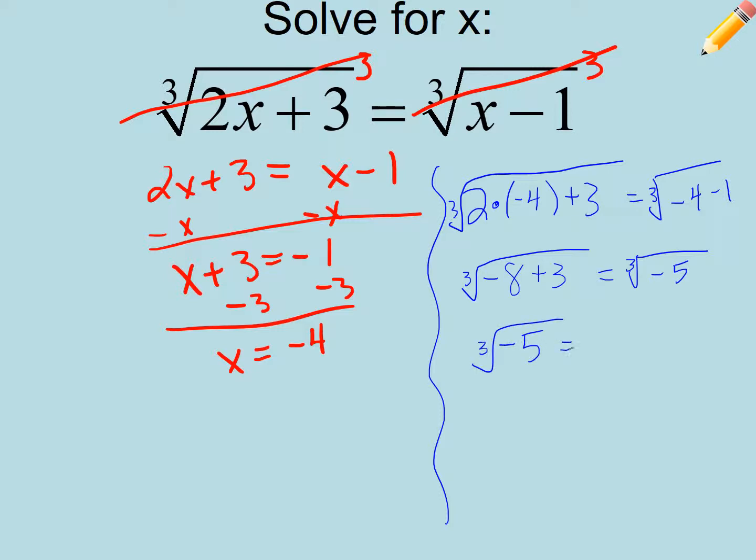So the question is, is the cubed root of negative 5 the same thing as the cubed root of negative 5? Sure it is. And we can't even simplify it anymore, but we don't need to because we know we got the same thing on both sides, which means that x equals negative 4 is my solution for number 2.